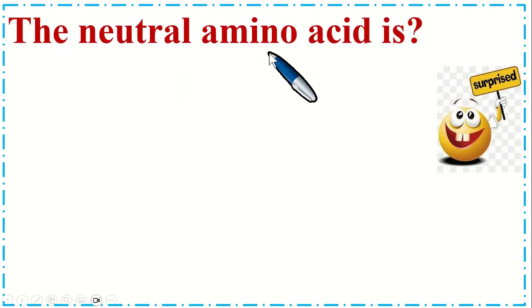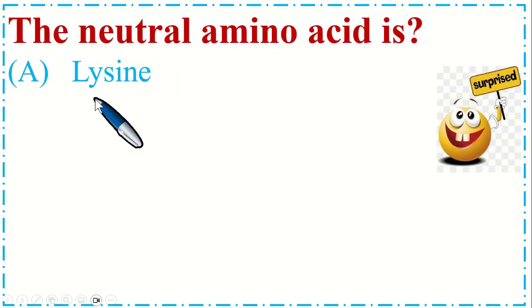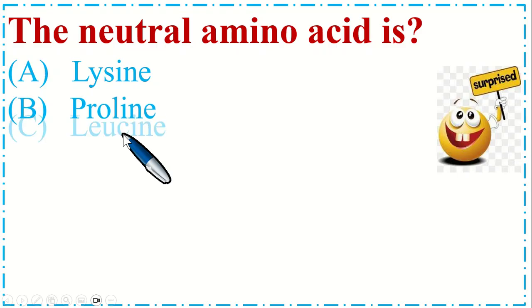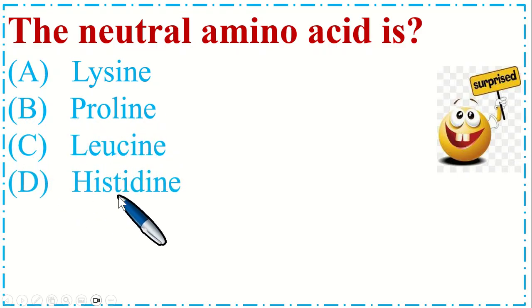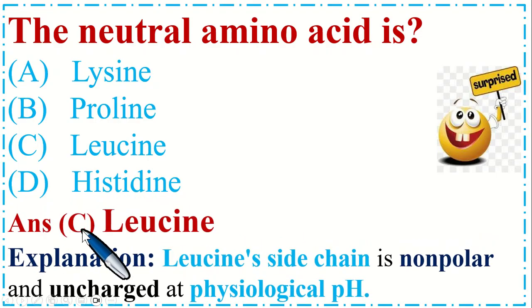The neutral amino acid is option A lysine, B proline, C leucine and option D histidine. So the correct option is C leucine. Leucine side chain is non-polar and uncharged at physiological pH.